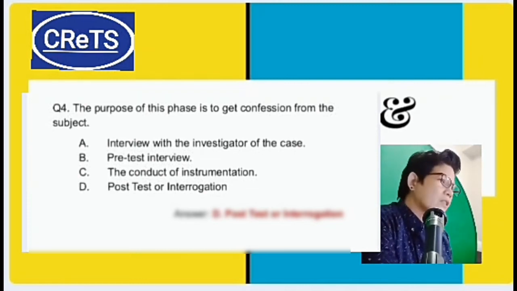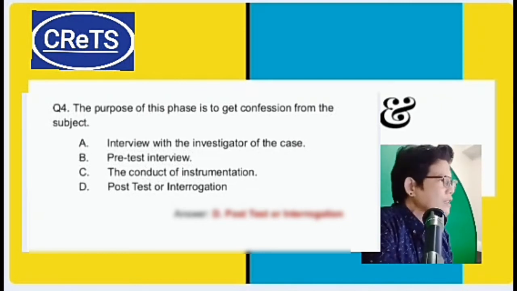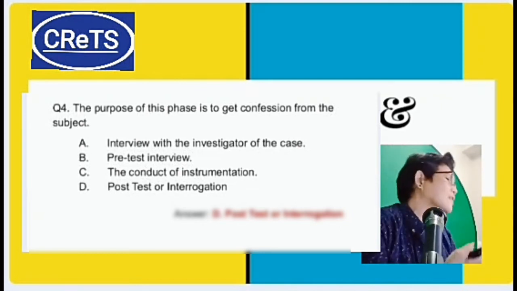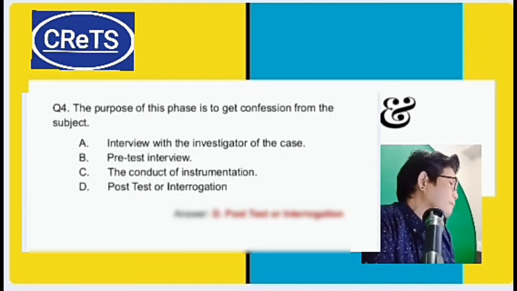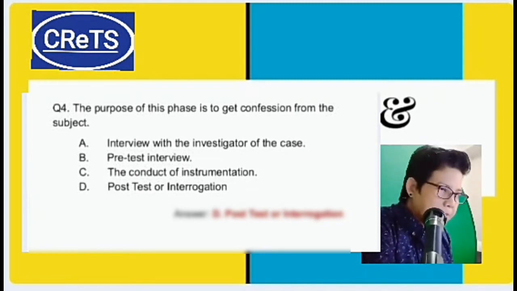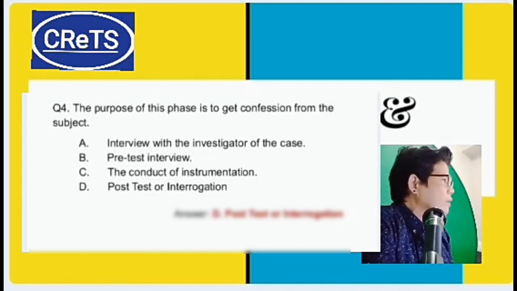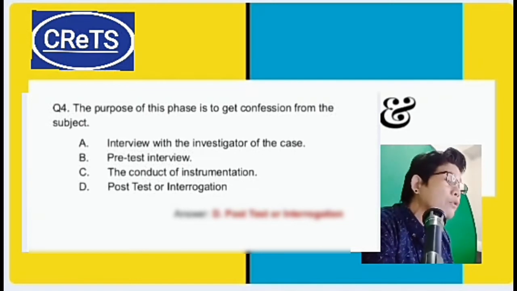Alpha, letter A, interview with the investigator of the case. Everybody knows that there's no confession during interview. You are just getting all records, pertinent records, you are just gaining yung kanyang tiwala. So you are just preparing for the interview, the pretest, no? Pretest, okay, marami nagkakamali dito. Pag sinabi ng salita ay may PRE, Papa Romeo Echo, ito po class ay meaning bago. Pag sinabing post, pagkatapos na, ha? Okay, nagkakamali po kasi ang iba dyan.